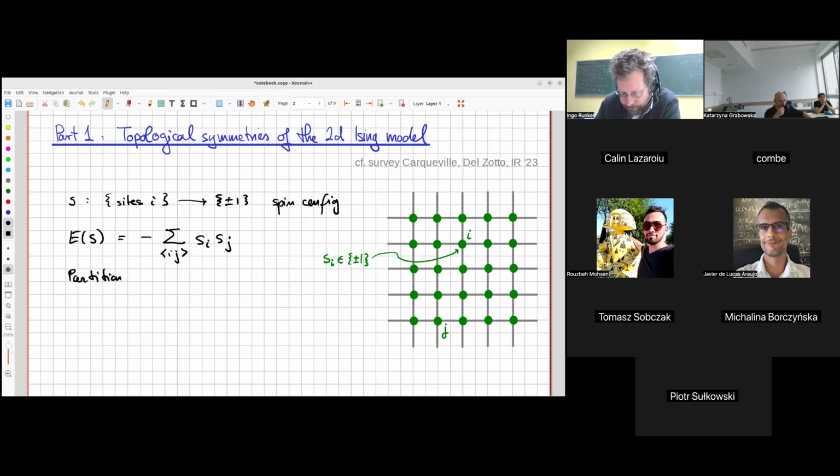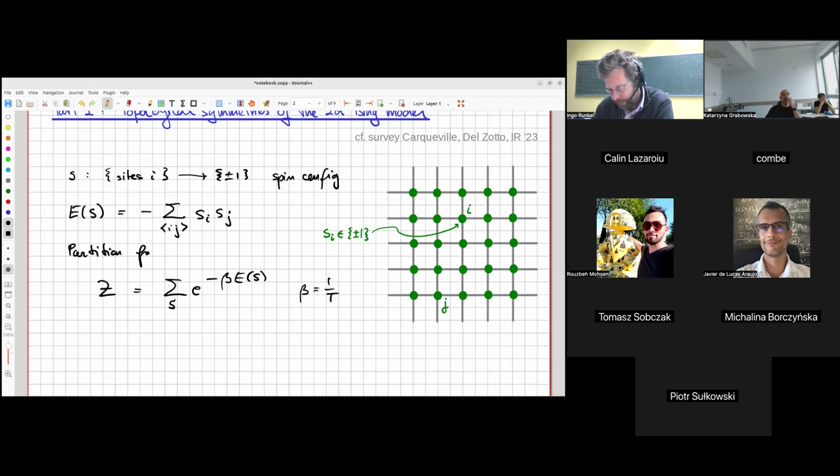So the partition function, what does that look like? We have Z, and it's a sum over all such spin configurations, and then you get the usual Boltzmann weight, which is e to the minus beta times the energy of the configuration, where beta is 1 over the temperature, and I'm setting the Boltzmann constant to 1. Okay, so that would be the partition function.